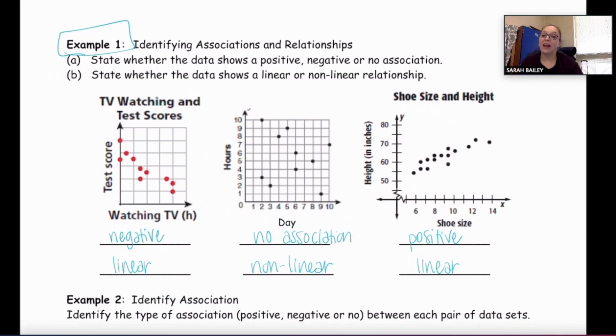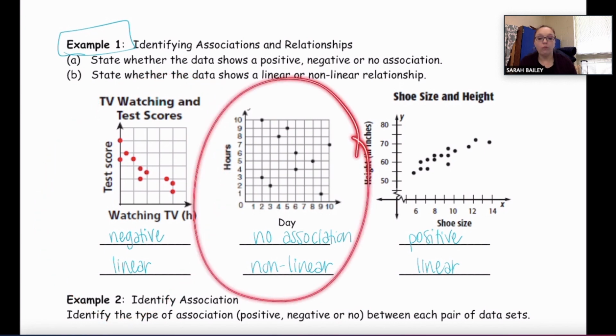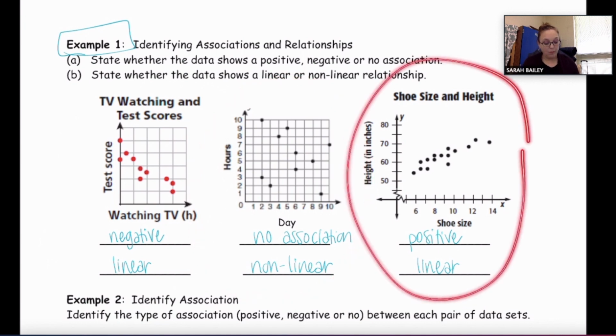Hopefully you did well with example 1. So the very first scatter plot, you should have said it was a negative and linear association. The second one, we would say has no association and is nonlinear. And then the last one has a positive association and is linear.